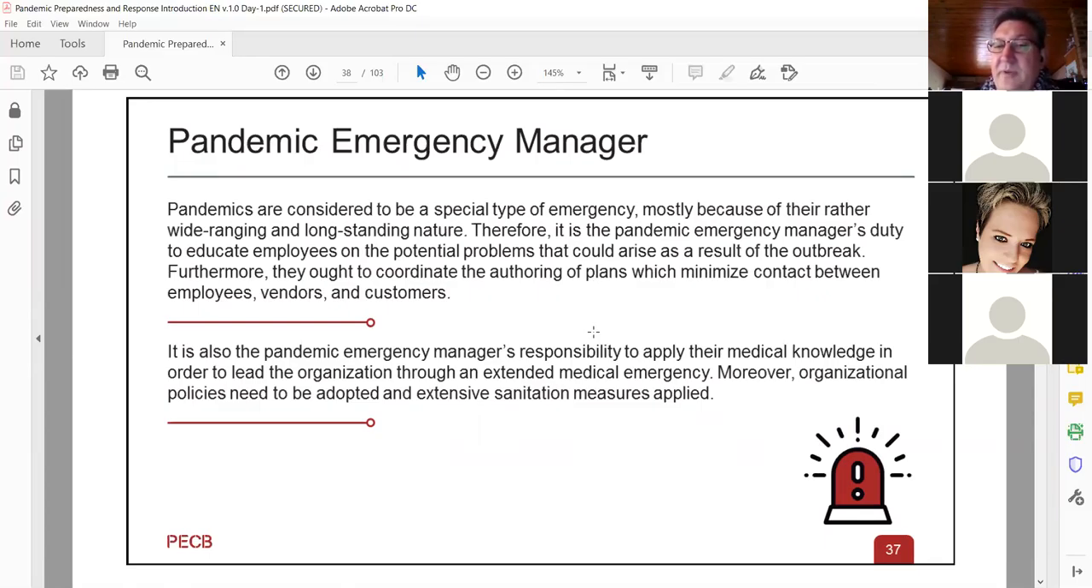result of the outbreak. And furthermore, they ought to coordinate the authoring of plans which minimize contact between employees, vendors, and customers. And it's also the pandemic emergency manager's responsibility to apply their medical knowledge in order to lead the organization through an extended medical emergency. Moreover, organizations' policies need to be adopted and extensive sanitation measures applied.